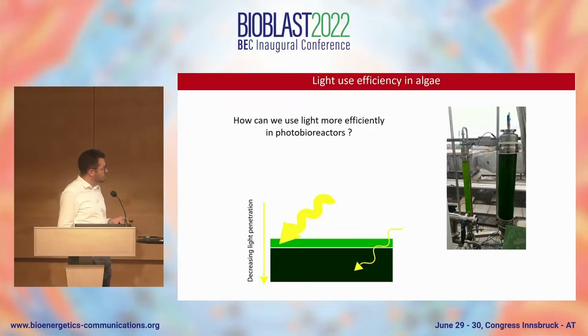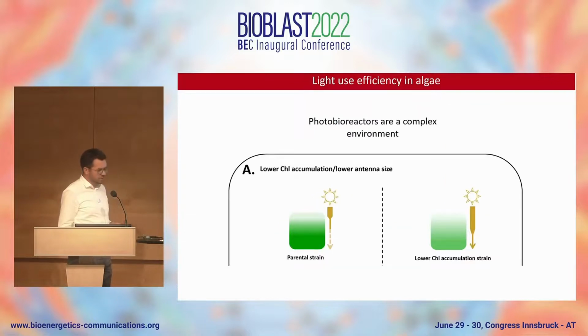And this means that the first layer of cells, the ones near the surface, is absorbing all the light, and most of the culture instead, since the light absorption capacity of these cells is so high, is in the dark or very light limited. And so to address this, we are doing genetic engineering.